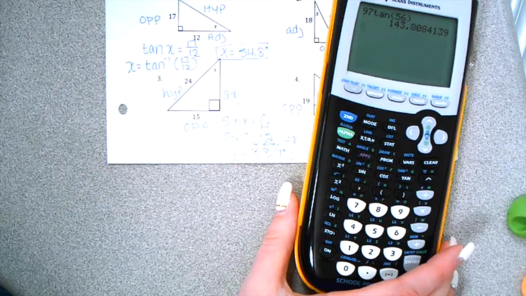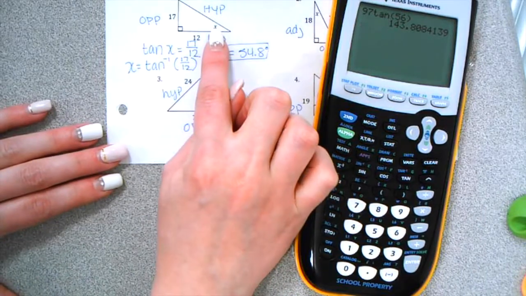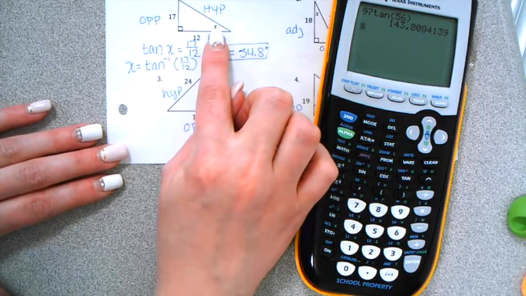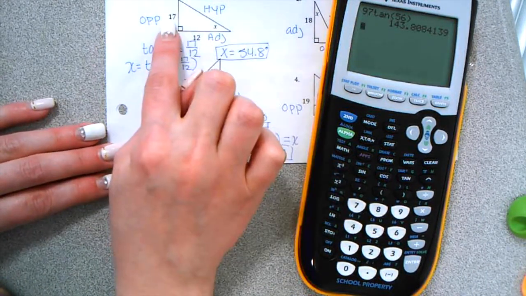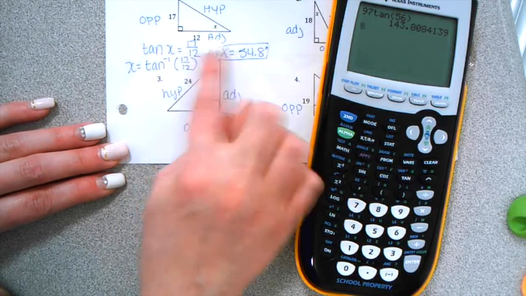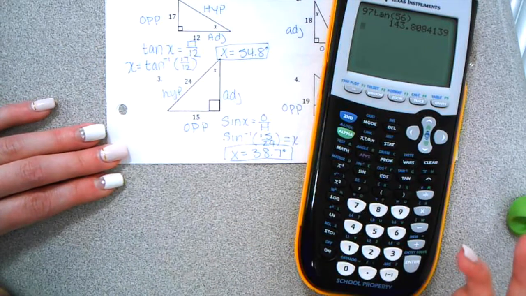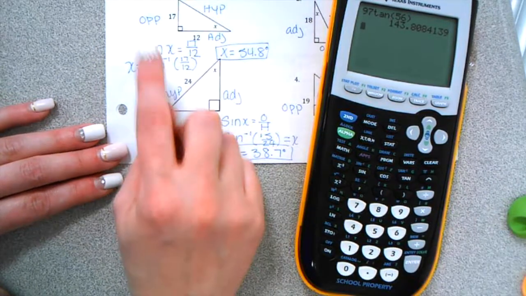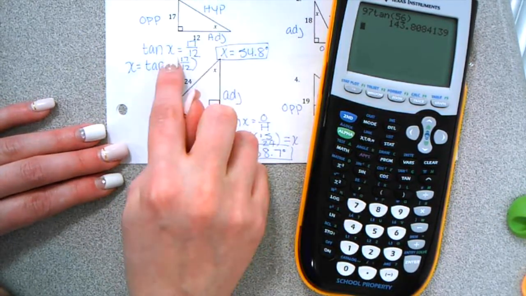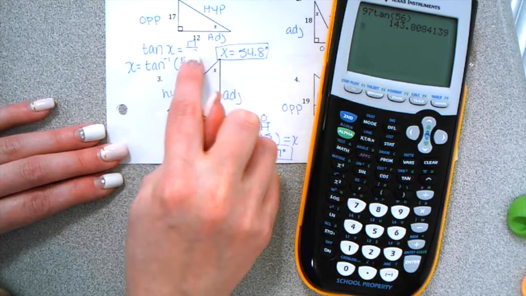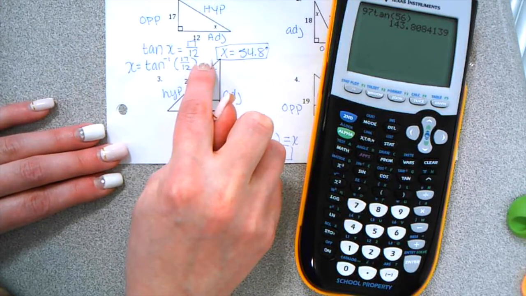So now, okay, angle X is here. That's the angle we're looking for. Based off our triangle, the opposite side is 17, the adjacent side is 12. So again, this is another tangent. So we have tan of angle X equals opposite over adjacent, so it's 17 over 12.